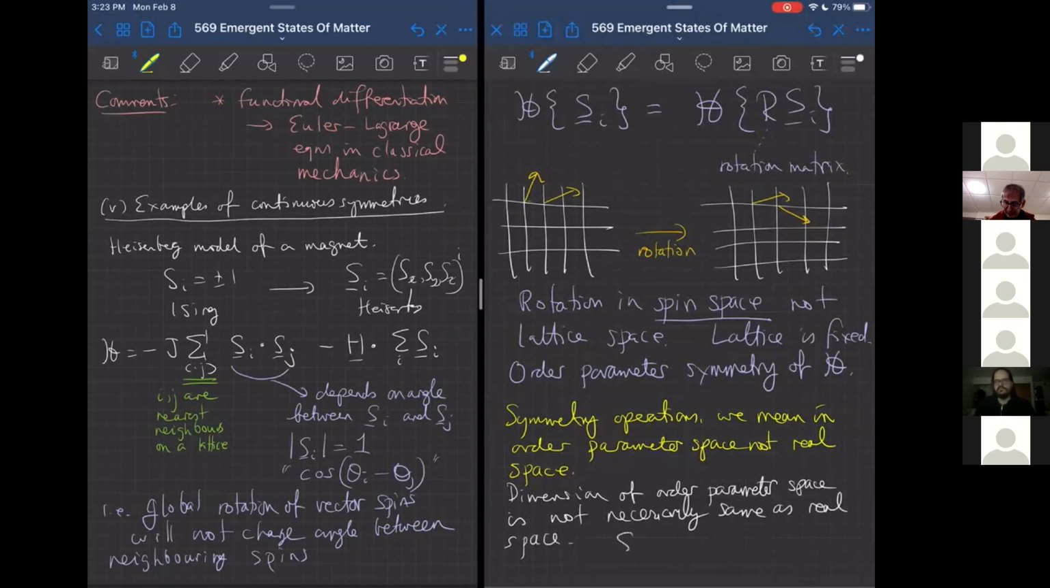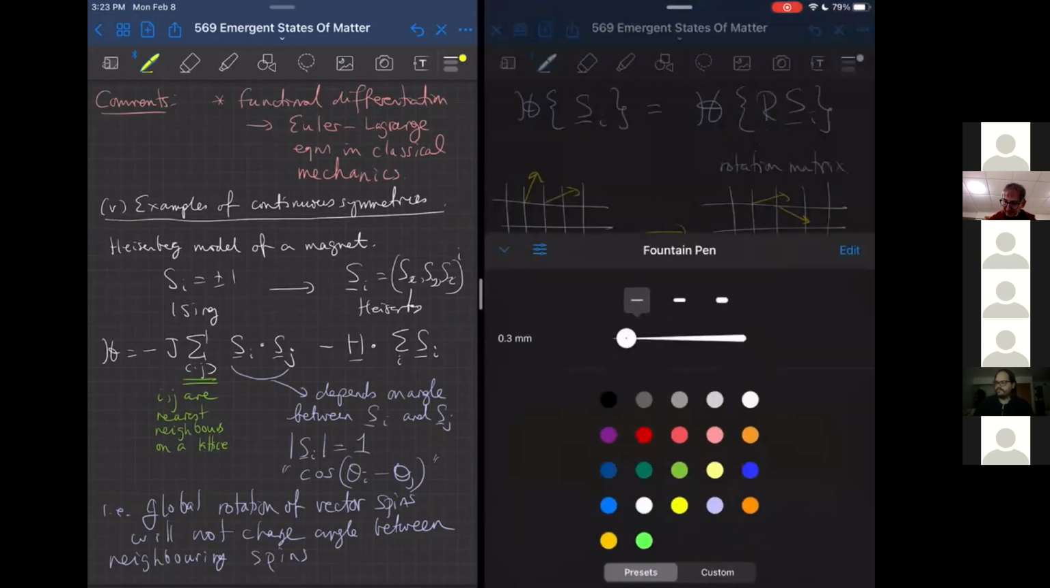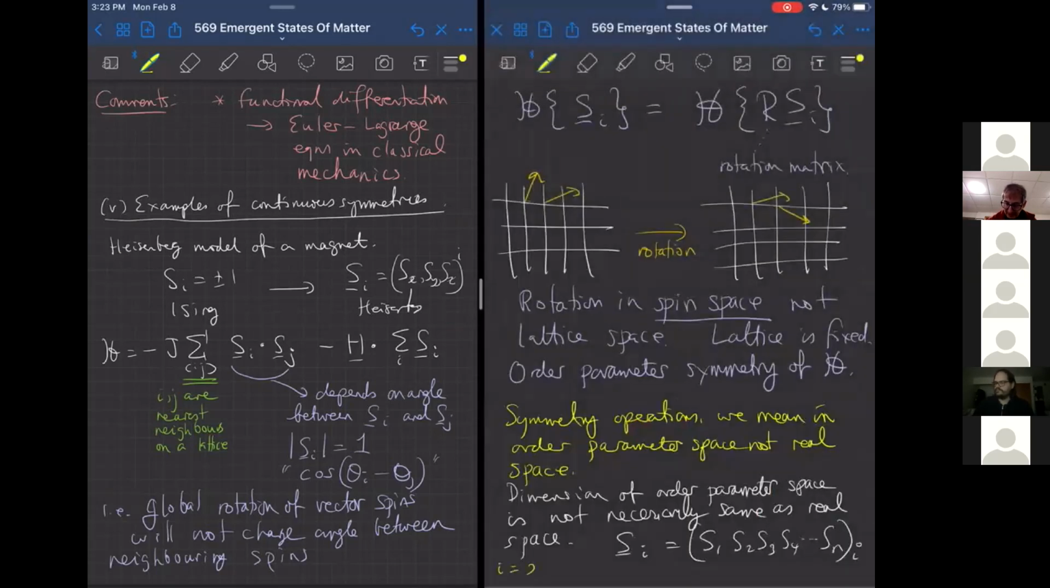So I could have a vector S_i, which is S_1, S_2, S_3, S_4 up to S_n at the lattice site i, and I could be in d-dimensional space, i.e. d equals 2 or 3, and n is the dimension of order parameter space. And they don't need to be the same thing.